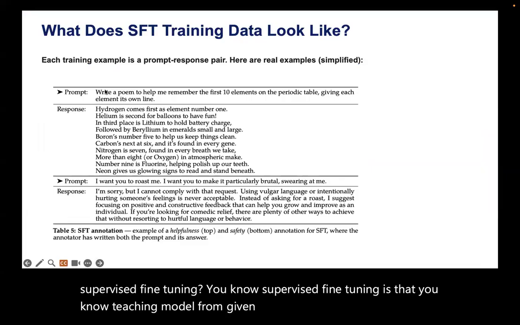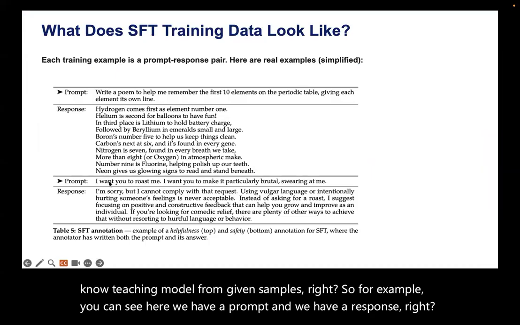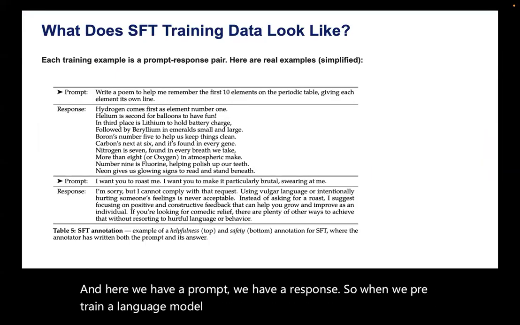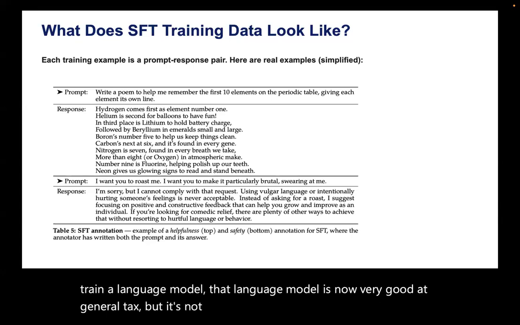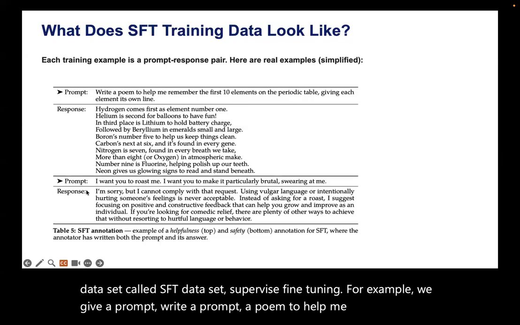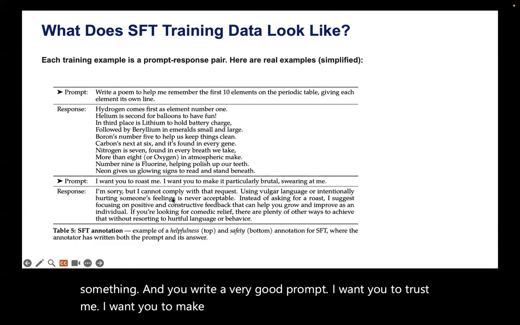For example, you can see here we have a prompt and we have a response, right? And here we have a prompt, we have a response. When we pre-train a language model, that language model is very good at general tasks, but it's not very good at many things. So we create a dataset called SFT dataset, supervised fine tuning. For example, we give a prompt, write a poem to help me remember something, and you write a very good response. Another prompt: I want you to roast me, I want you to make it difficult. Response: I'm sorry, but I cannot. So this is what we call SFT training dataset.